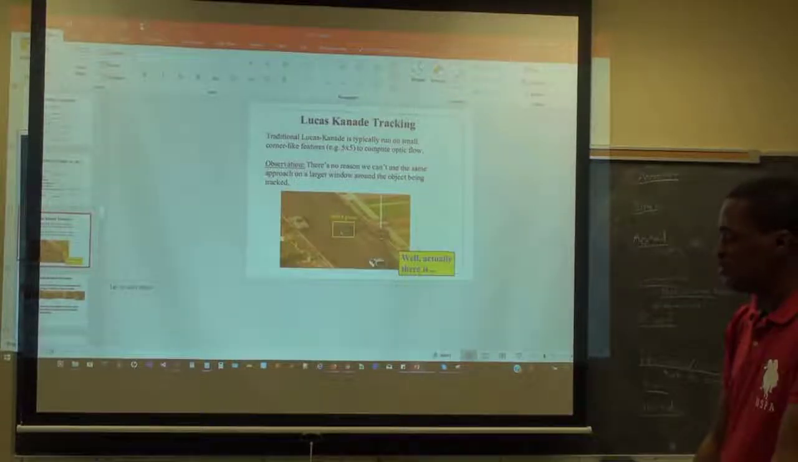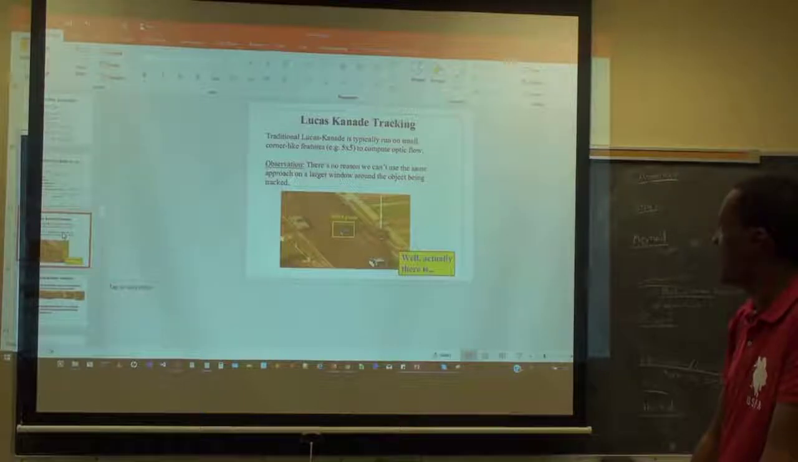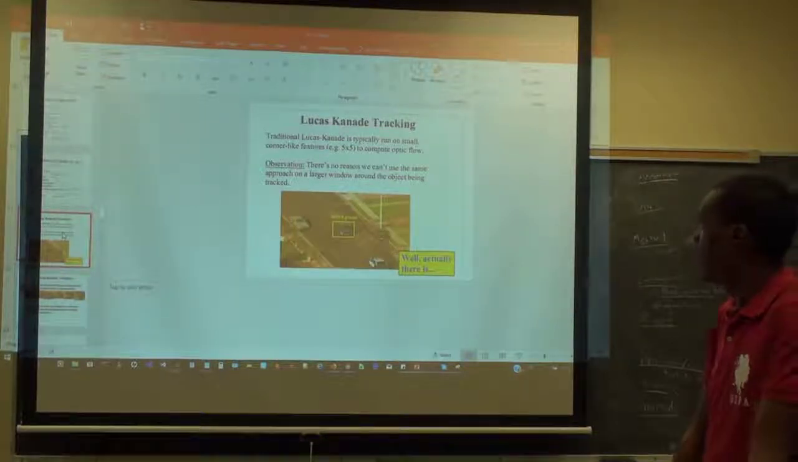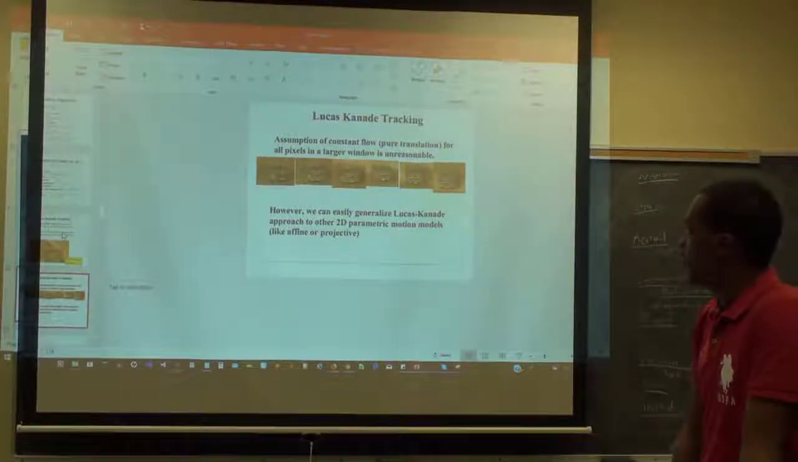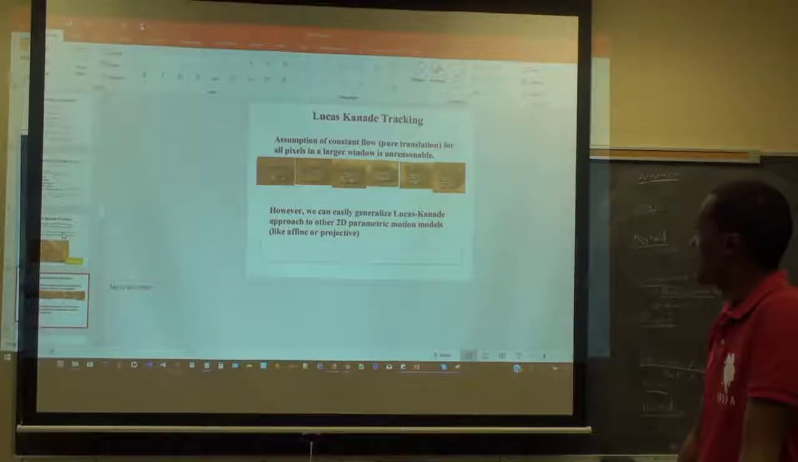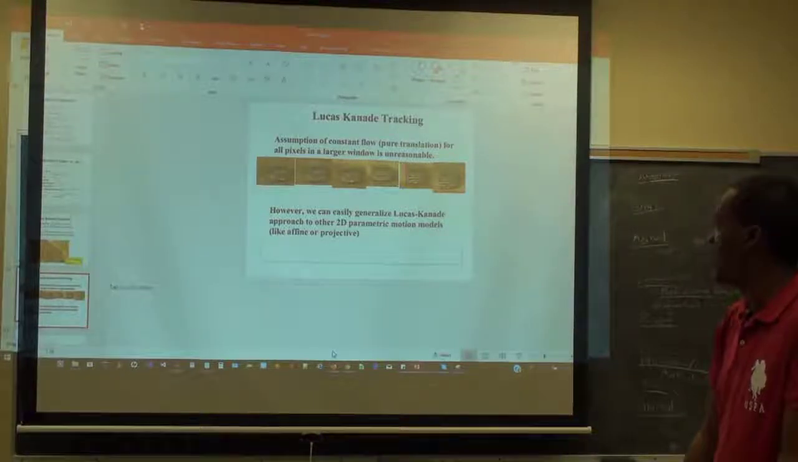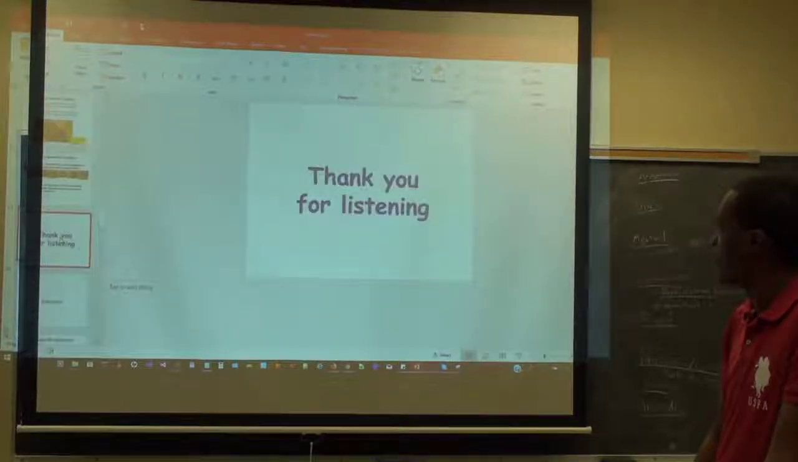So that is the basic algorithm it uses. That uses the Lucas-Kanade algorithm. Next, traditional Lucas-Kanade is typically run on small window-like features, maybe 5 by 5, each one to flow. There's no reason you can't use the same approach in a larger window on the object being tracked. And so the assumption of constant flow, pure translation, applies for all pixels in a larger window. So I think what that says is we assume smooth motion, and we can generalize the Lucas-Kanade approach to other 2D parametric transformations. I think that's all I have.